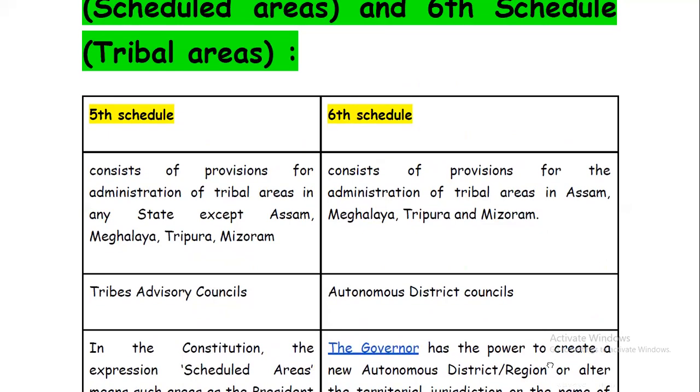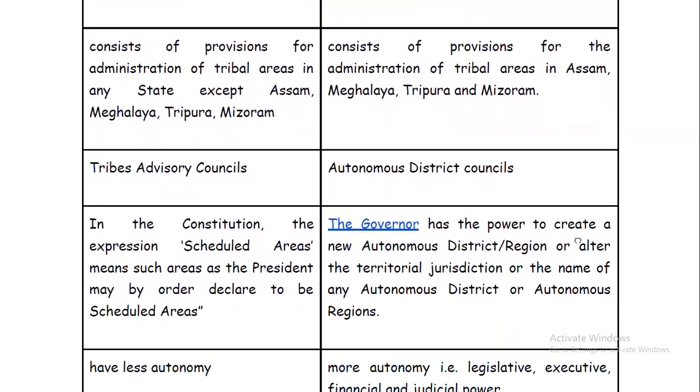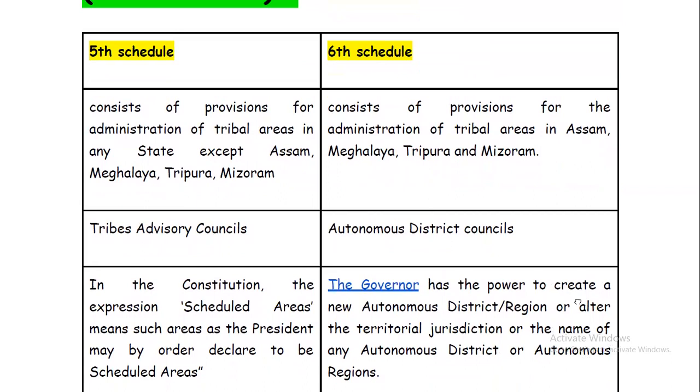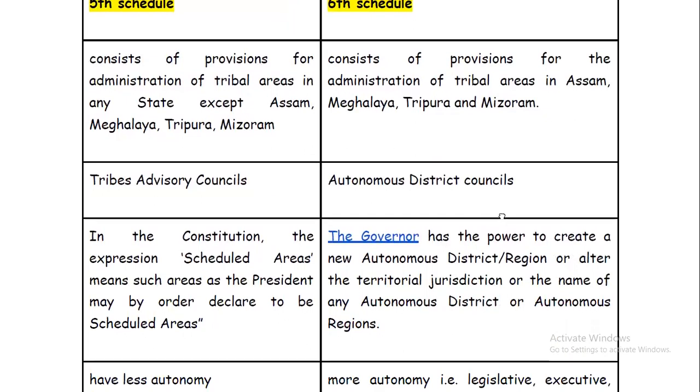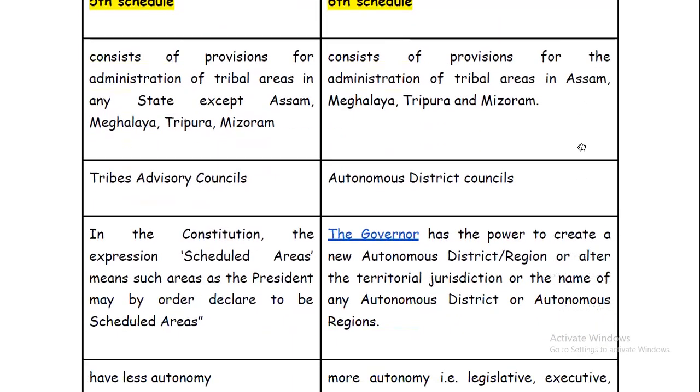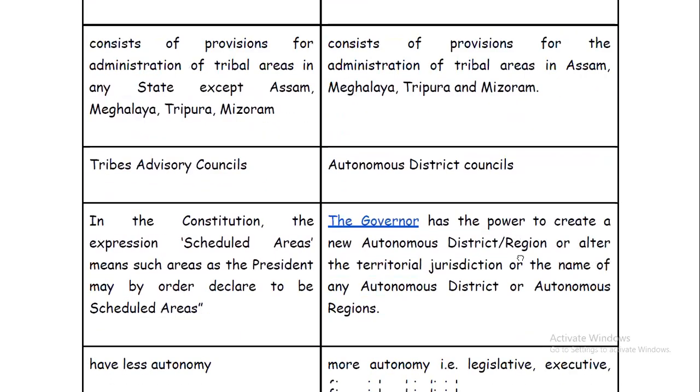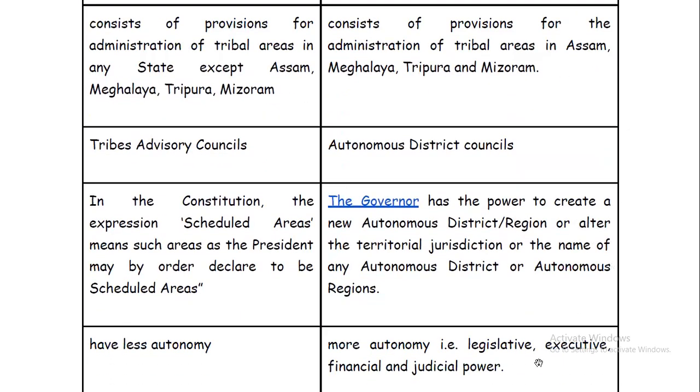I am repeating again, fifth schedule covers all those tribal areas in other states except Assam, Meghalaya, Tripura, and Mizoram. And sixth schedule is basically the tribal areas of Assam, Meghalaya, Tripura, and Mizoram. In case of fifth schedule, we have Tribes Advisory Council. In case of sixth schedule, we have Autonomous District Council. In the case of schedule areas, the President declares them as per requirement, and the governor declares the sixth schedule areas or autonomous district council. The fifth schedule has less autonomy, the sixth schedule has more autonomy.